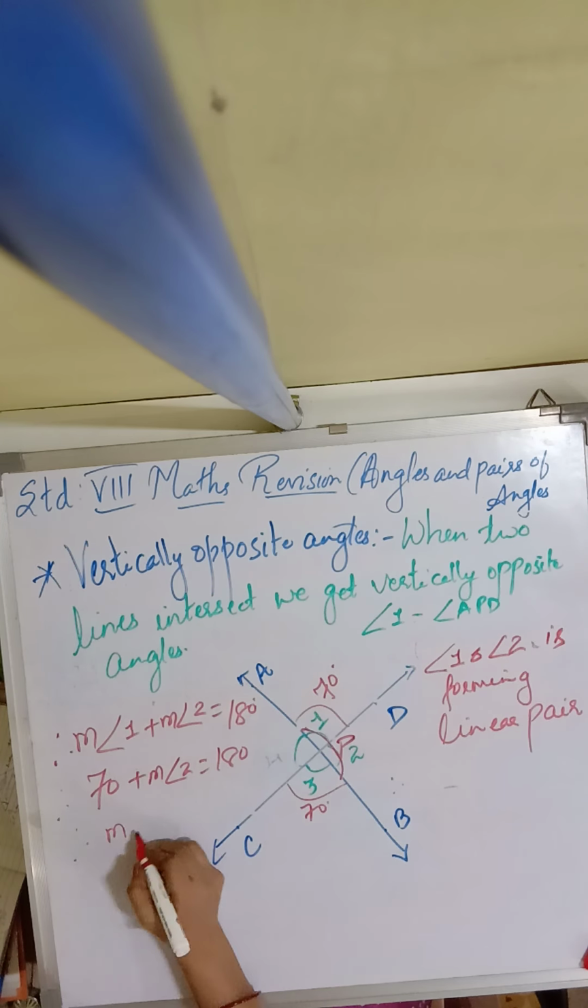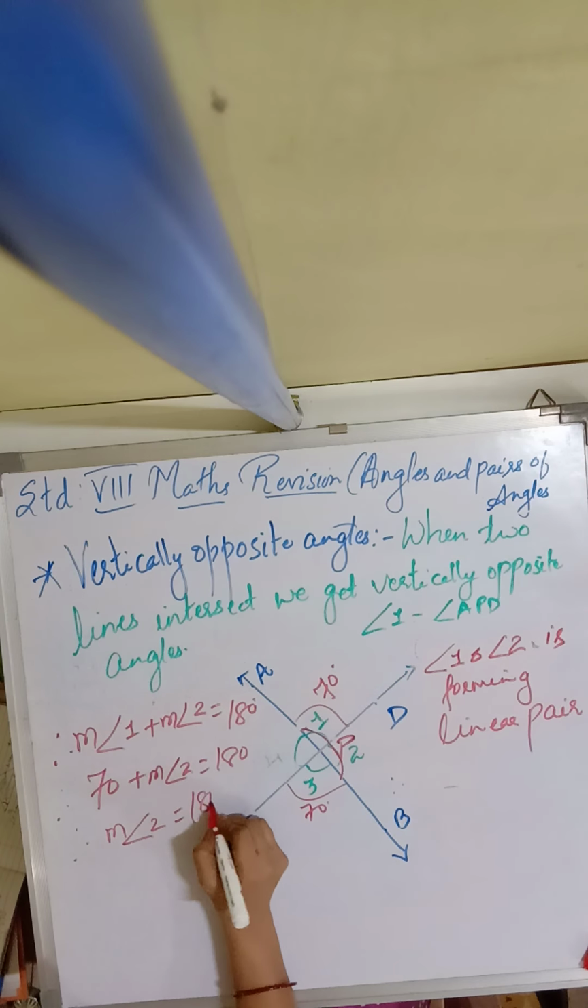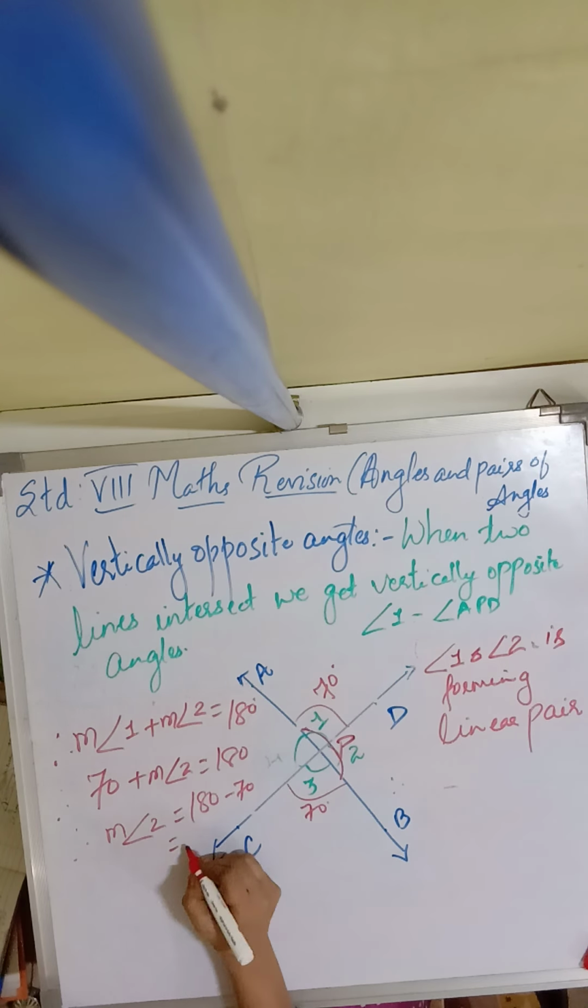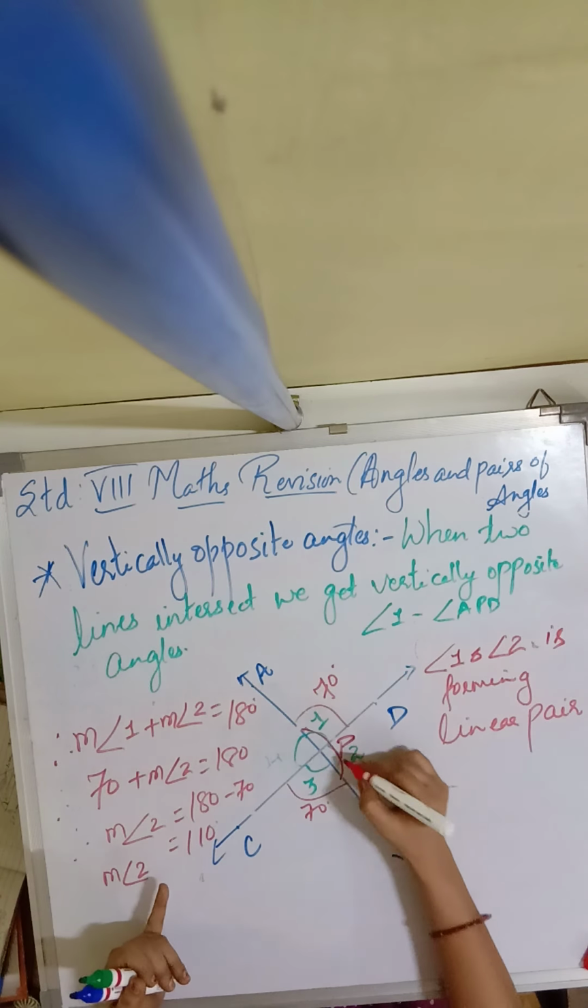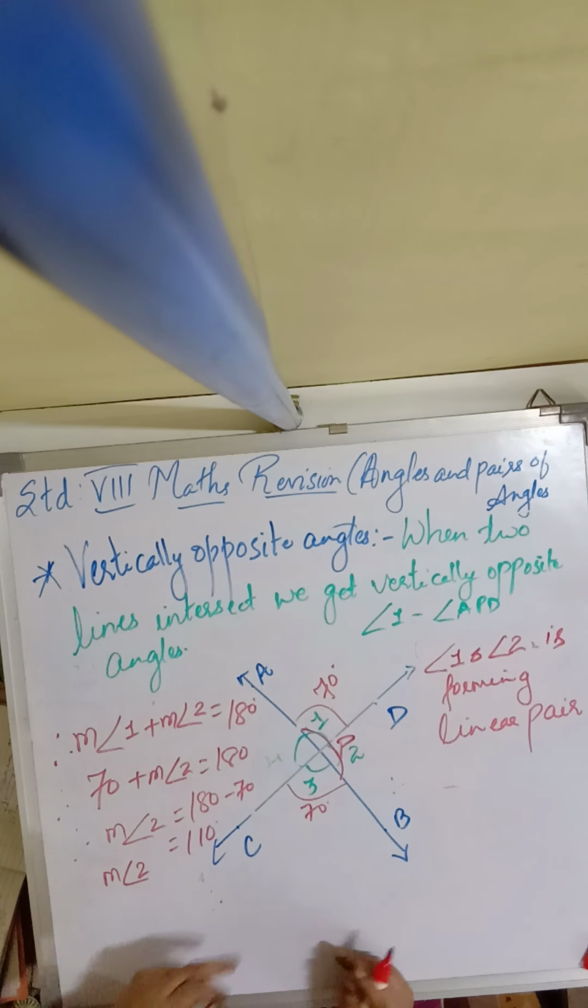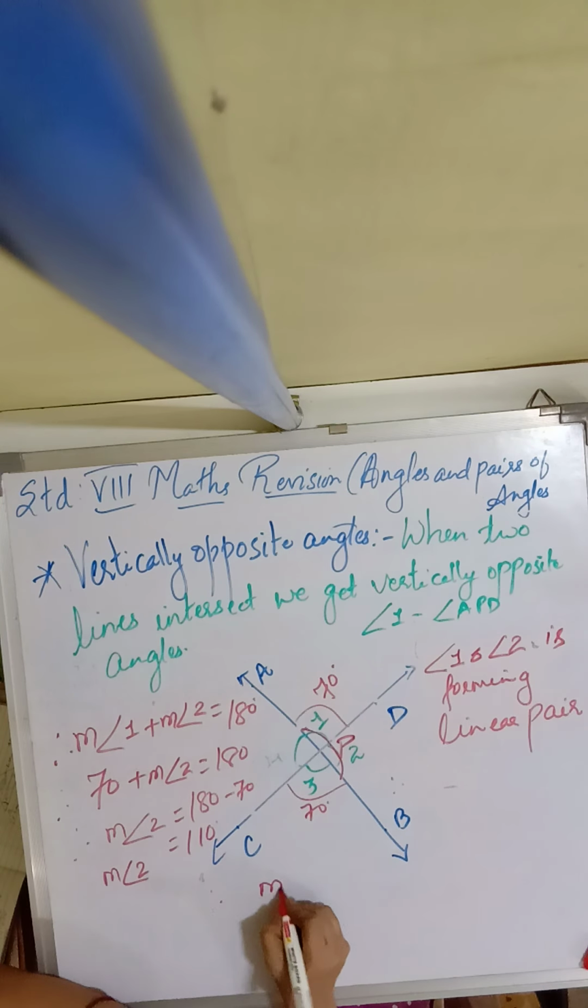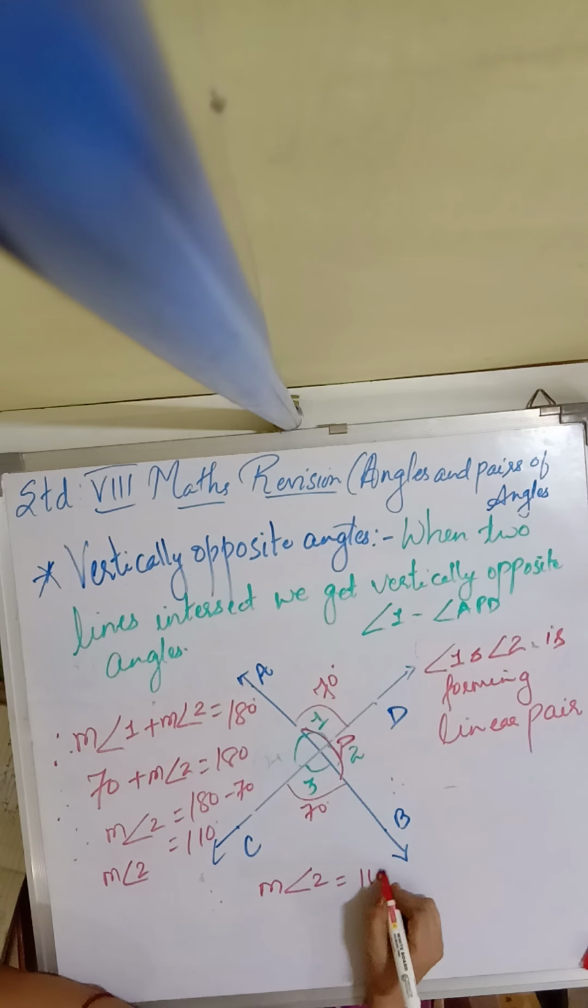Therefore angle 2 is equal to 180 minus 70, and that is equal to how much, children? 110. That means measure angle 2 is 110. Now children, here angle 2, therefore I will write measure angle 2 is equal to 110 degree.